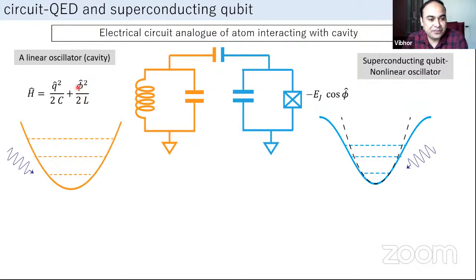So the moment you deviate from this nice symmetry between charge and magnetic flux, you lose these very beautiful equispaced energy levels, and we now have unequispaced energy levels. Okay, and at sufficiently low temperatures, you can have the system in the quantum ground state of this potential well, and restrict yourself only to two levels. Okay, and this is what we refer to as a qubit.